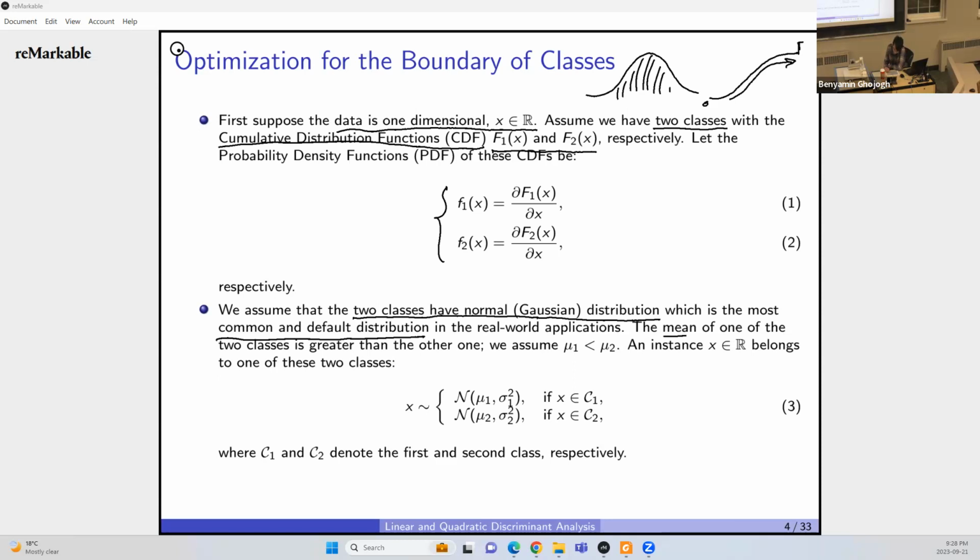The mean of one of the two classes is greater than the other one. Here, as I said, assume this is scalar data, so I can say the mean is greater than the other one. So mu1 is less than mu2, right? An instance X, which is a scalar, belongs to one of the two classes, of course. If it is in class 1, then it belongs to the first Gaussian distribution. If it is in class 2, it belongs to the second Gaussian distribution. By this, I mean X is sampled from that distribution. C1 and C2 are the first and second classes.